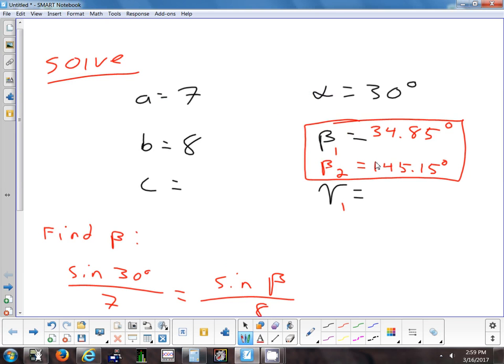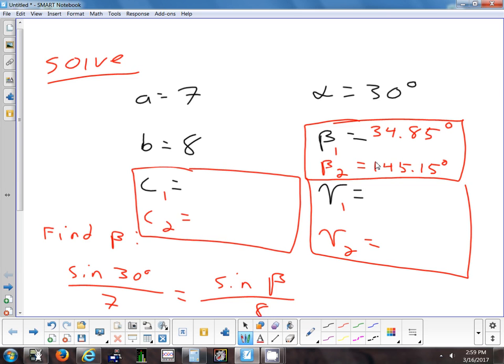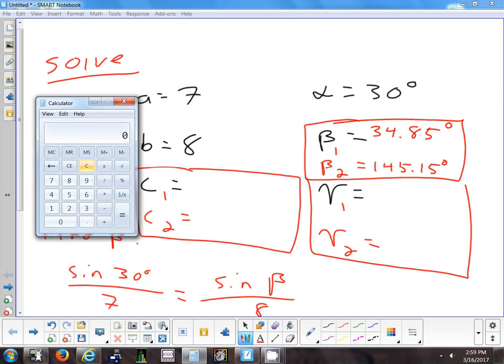And that means we're going to have 2 gammas and 2 C's. So how would we get gamma 1? You're going to have 34.85 plus 30 and then subtract that answer from 180. So we got the 30 and 34, so that's 64, and then subtract that from 180. So gamma 1 is 115.15.